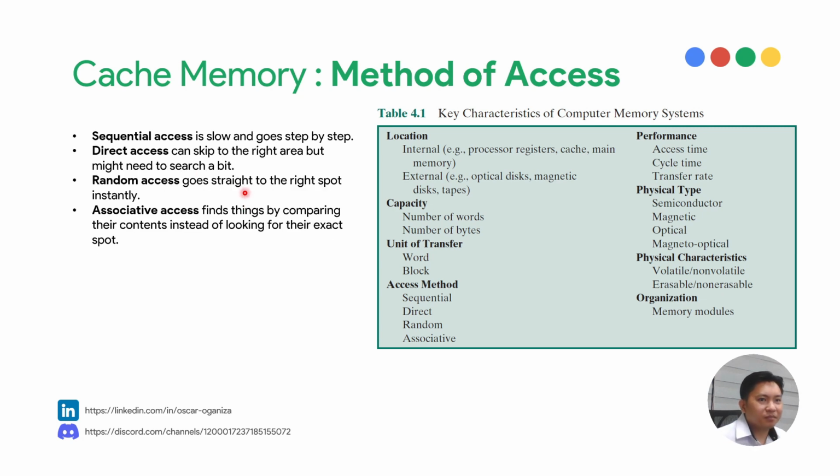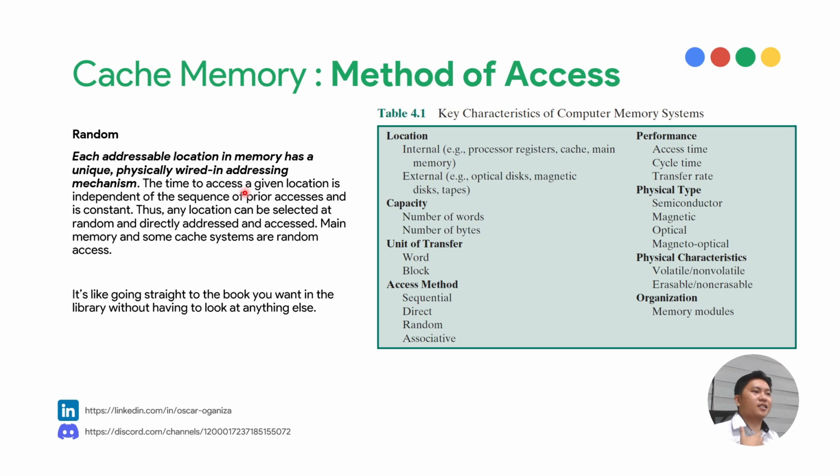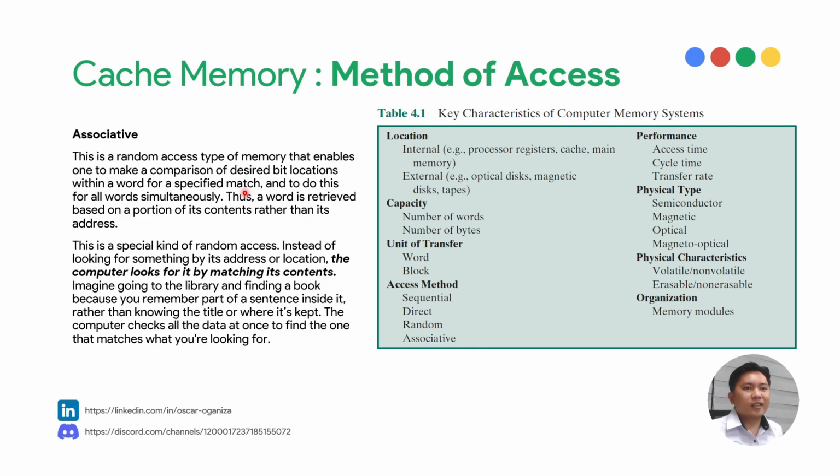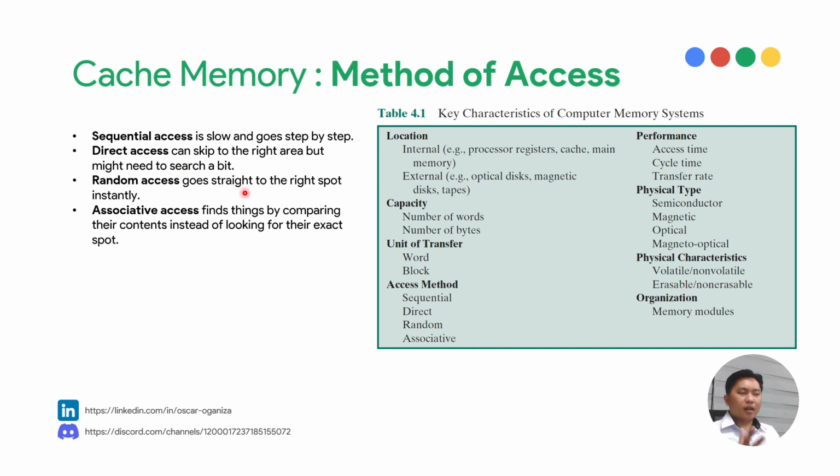So, that's the 4 access methods of data in cache memory. The sequential, the direct, the random, and the associative methods of access. So, ano ba ang sequential again? Summary lang natin. When we say sequential, it is slow. Again, basically, it is slow kasi from page 1 to page 100, hanapin mo yung data mo. Step by step, punta ka ng page 1, chapter 1, page 20, chapter 2.